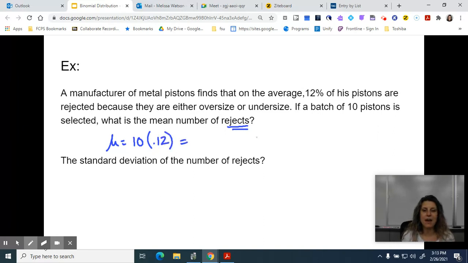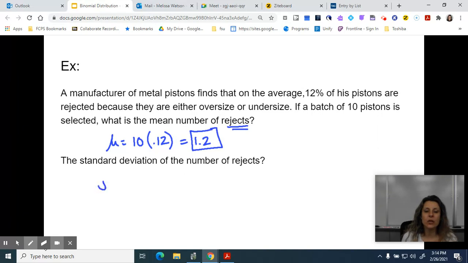If we multiply that, we get on average 1.2 rejects. Again, it's an average, so I'm not going to round that to a whole number, even though you can only have either one reject or two rejects, right? We're not going to round that because, again, it's a mean.